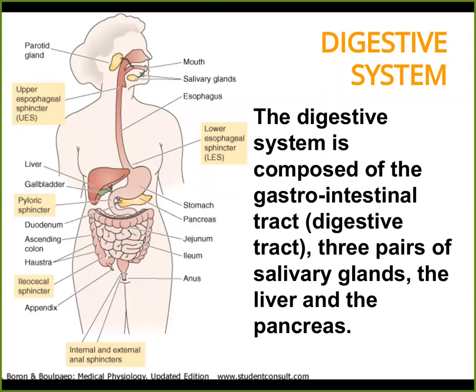Today we will start the last large topic of normal physiology in this semester, physiology of digestion. And after this topic, we will finish some partial questions on clinical physiology.